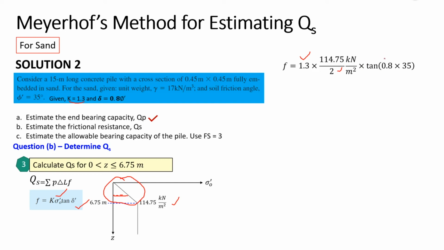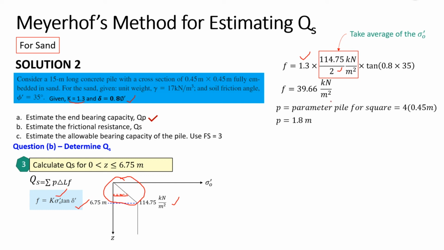Then here is the tangent delta. We have tangent delta equivalent to 0.8 times the angle of friction. Then we will get the F here as 39.66 kilonewton per meter square. From this, we can calculate the QS for this depth. But then don't forget to get the perimeter, since this is a square concrete pile.